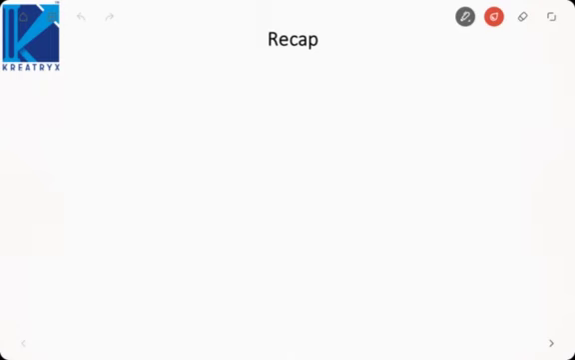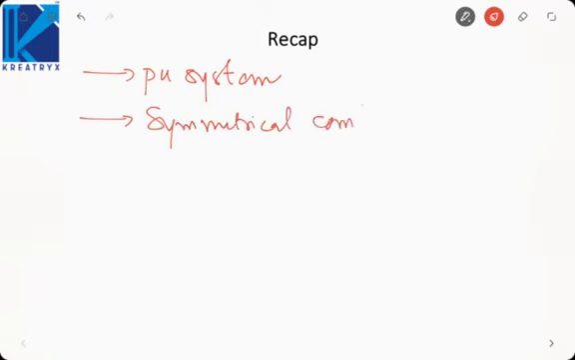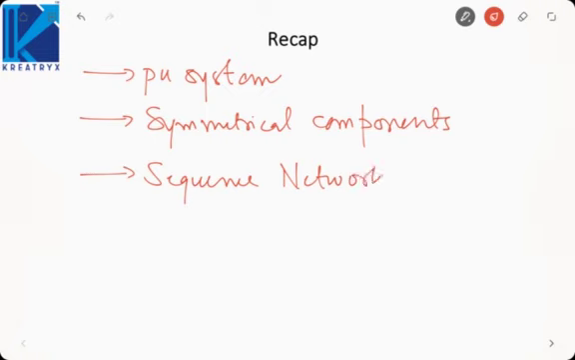Hi guys, up to now in fault analysis we have covered the tools that are required for fault analysis. First of all, we saw the per unit system, that is how to represent the entire power system in terms of PU. Then we saw the concept of symmetrical components, that is how to analyze an unbalanced system in terms of balanced components. Then we saw sequence networks, that is how to design the power system equivalent circuit for different symmetrical components, that is positive sequence, negative sequence and zero sequence.